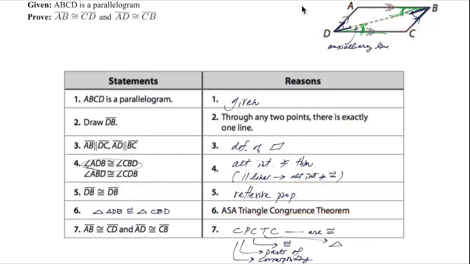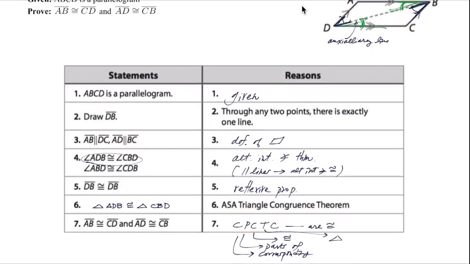And we know that AB, the first and the last, is congruent to CD, the first and the last. And AD, the first two, is congruent to CB, the first two. That's by CPCTC, which stands for corresponding parts of congruent triangles are congruent. So this part is congruent to that part. Okay, guys, and that was it.